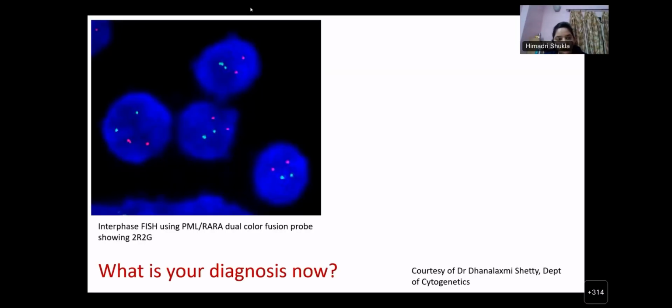Cytogenetics, FISH, and RT-PCR. Okay, so I did cytogenetics. This is courtesy of Dr. Dhanlakshmi Shetty. Can you describe this? This is an interphase FISH, which is using a dual color fusion probe, showing separate green and separate red signals. There is no fusion signal, that is, no yellow signal. So this is not PML-RARA.